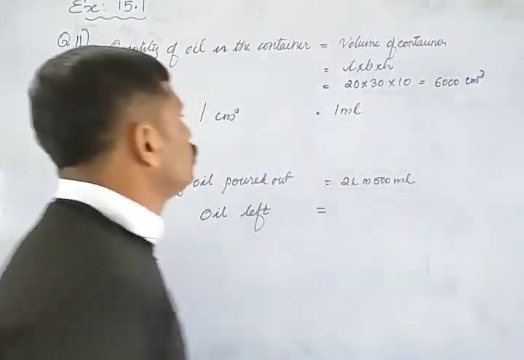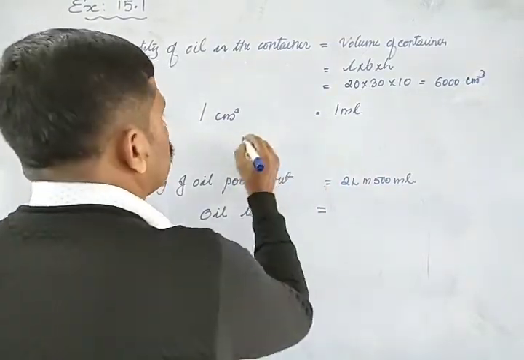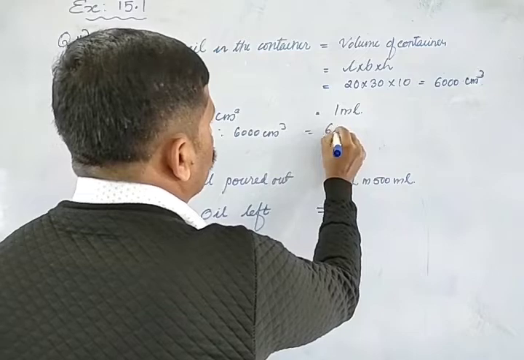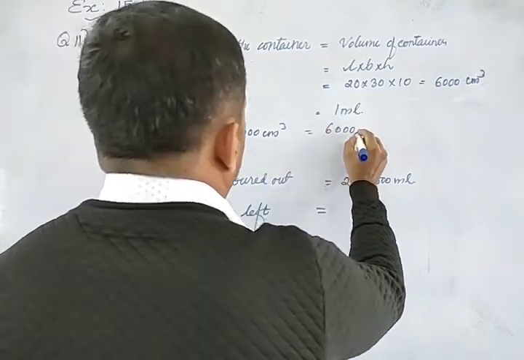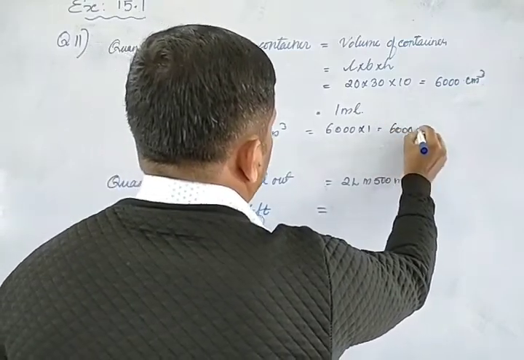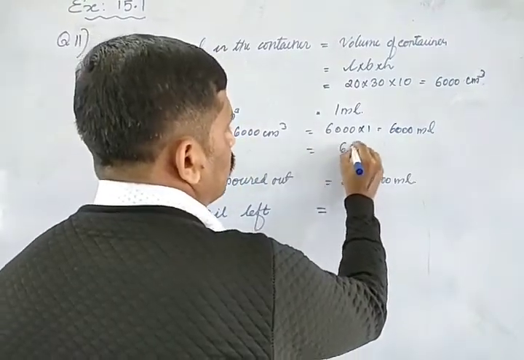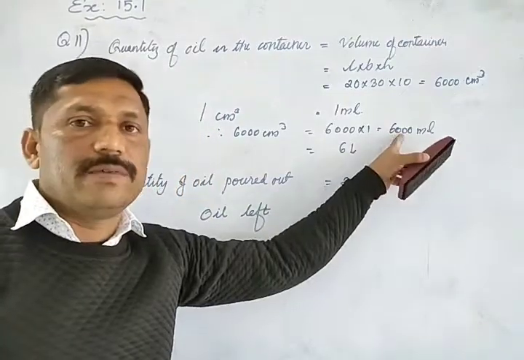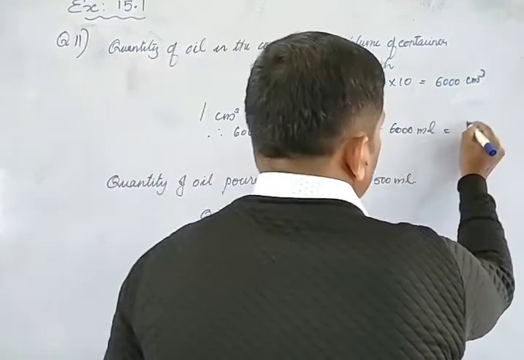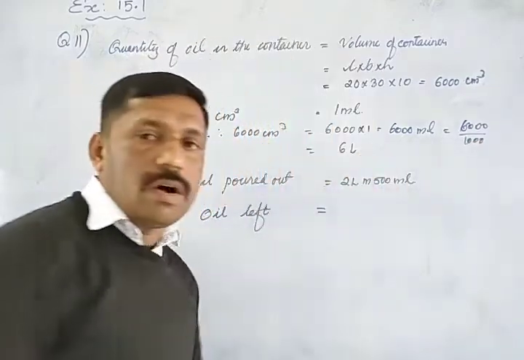That centimeter cube we have to convert to milliliter. 1 centimeter cube is equal to 1 milliliter. Therefore 6,000 centimeter cube is equal to 6,000 milliliter. If we change to liter, we divide by 1000, because in 1 liter 1000 milliliter is there. That means 6,000 divided by 1000 is equal to 6 liter of oil in that container.